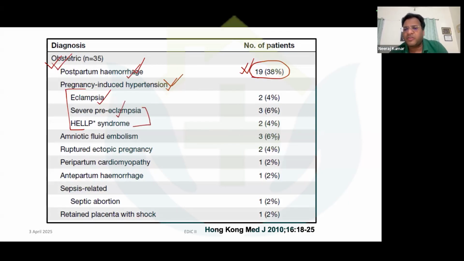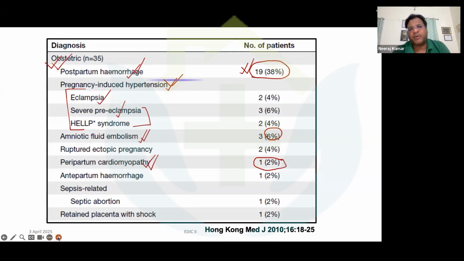The third part was that 6% of patients were admitted because of amniotic fluid embolism, which is why I have added AFE as a part. Ruptured ectopic pregnancy I have not added, but I have added causes like peripartum cardiomyopathy, at 2%. Sepsis-related pregnancy issues you have to read on your own, because in this duration of time it is almost impossible to cover all topics. But yes, a few of the important things have been added here.